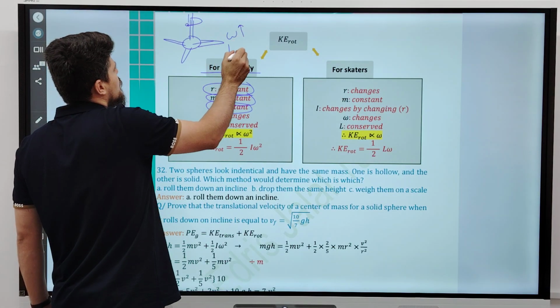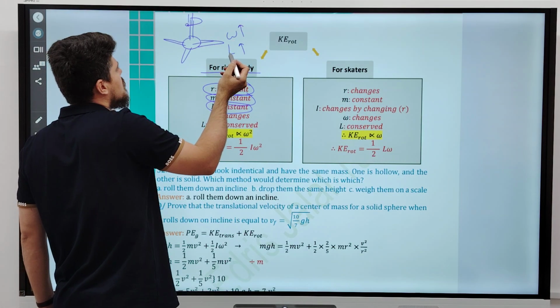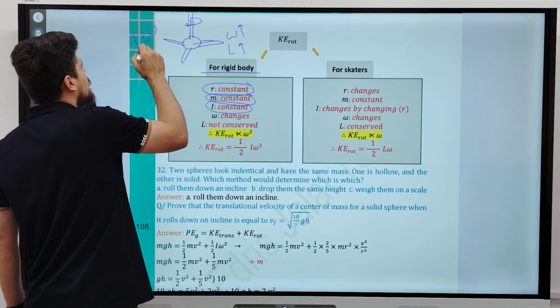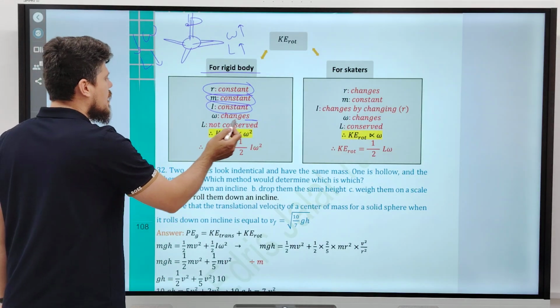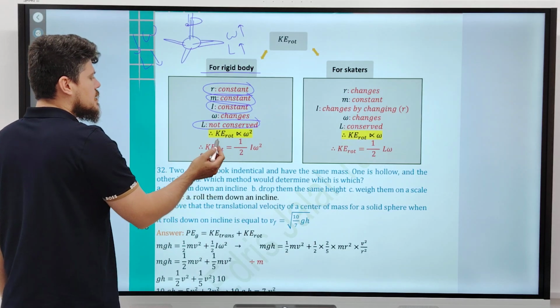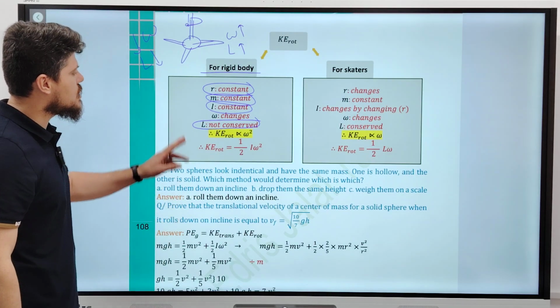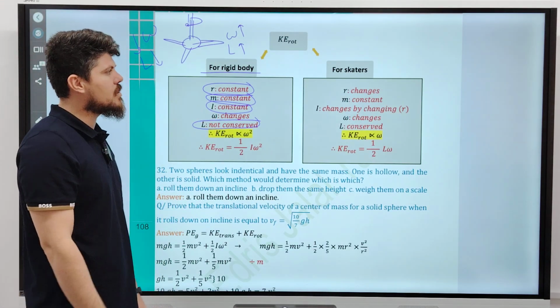When angular speed increases, what happens? Angular momentum also increases. When angular speed decreases, angular momentum also decreases. Okay? L is not conserved, it changes. So that is why rotational kinetic energy is directly proportional to the square of angular speed.